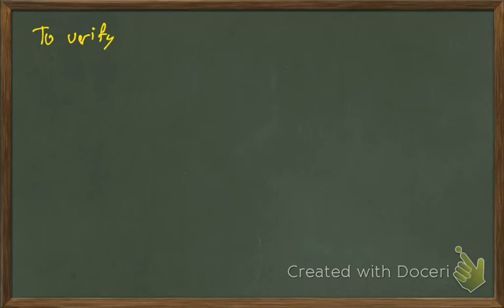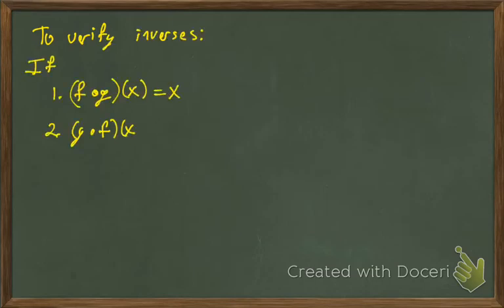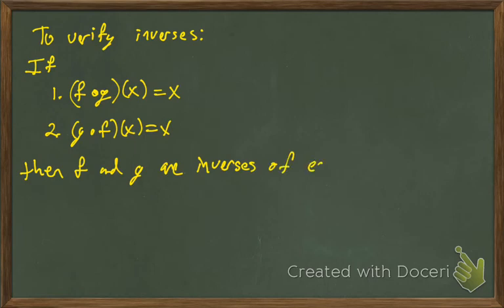All right, so to verify that two functions are inverses, they have to satisfy the following properties. One, f composed with g of x is x, and two, g of f of x is equal to x. If both those conditions are met, then f and g are inverses of each other. If either one of those cases is not equal to x, then we just say no, they're not inverses.